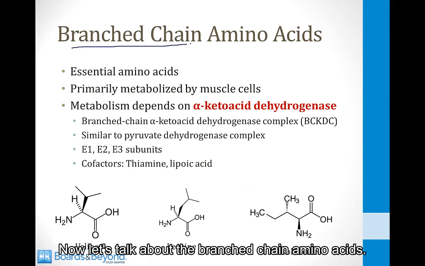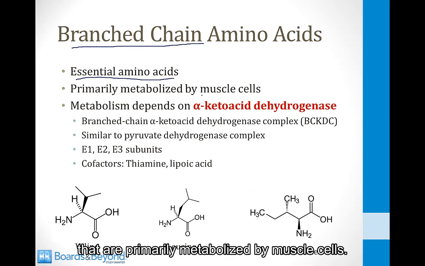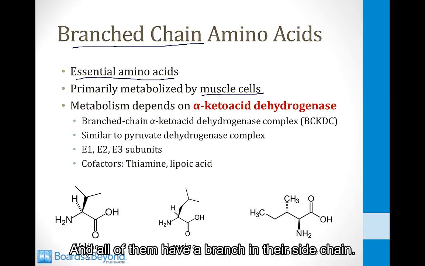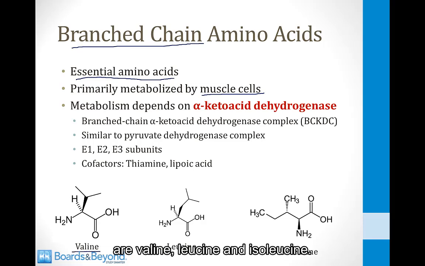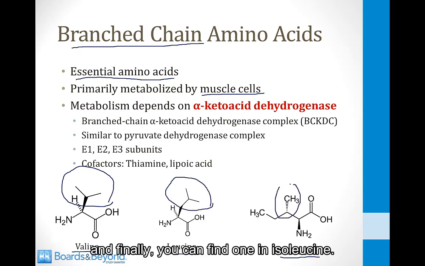Now let's talk about the branched chain amino acids. These are 3 essential amino acids that are primarily metabolized by muscle cells, and all of them have a branch in their side chain. The 3 branched chain amino acids are valine, leucine, and isoleucine. Valine has a branch in its side chain, which I am circling here. There is also one in leucine, and finally you can find one in isoleucine.